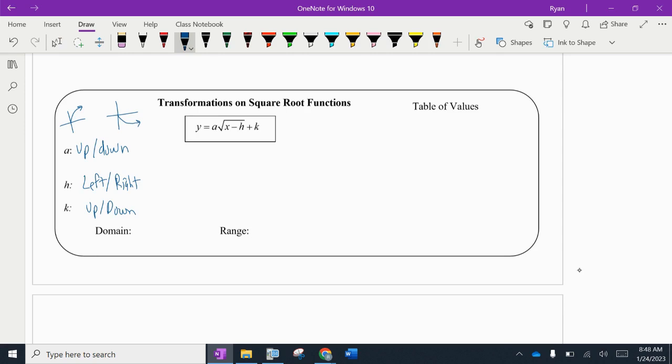The domain is going to be from h to infinity. And the range is either going to be from k to infinity if it's going up, or negative infinity to k if it's going down. Top one is if a is positive. The bottom one is if a is negative.